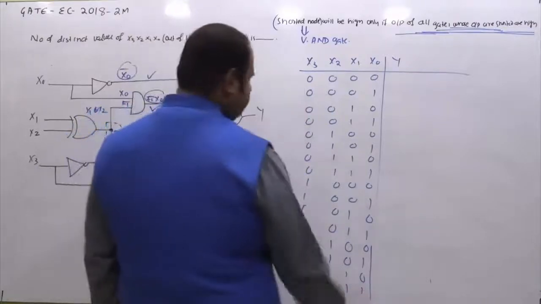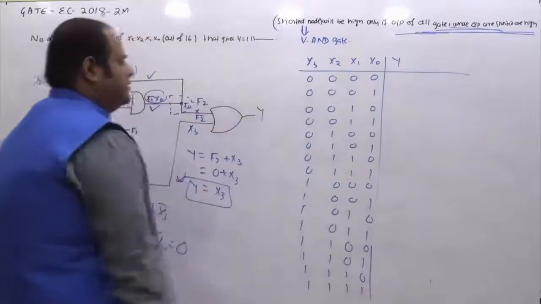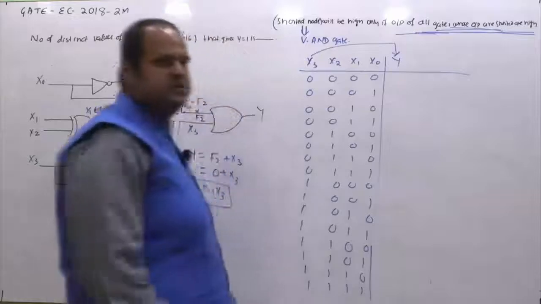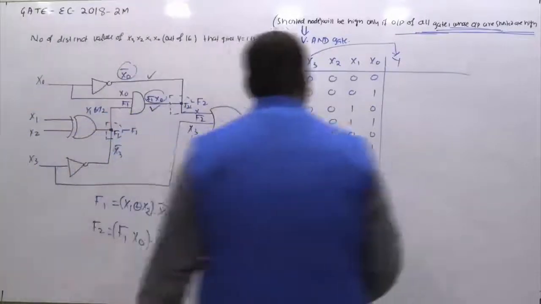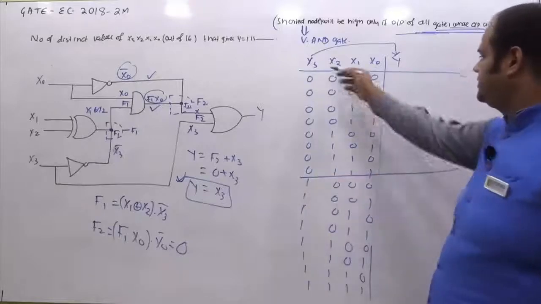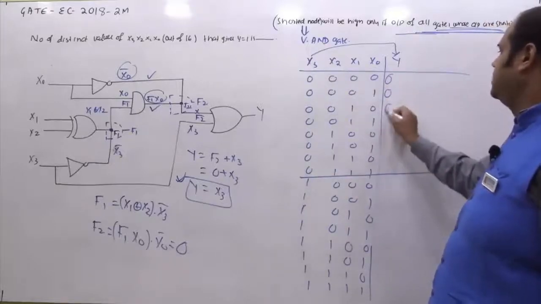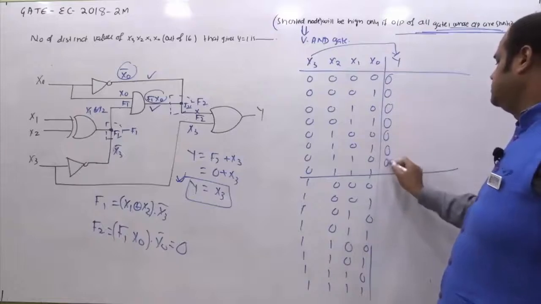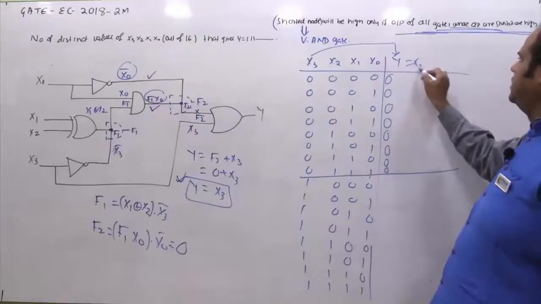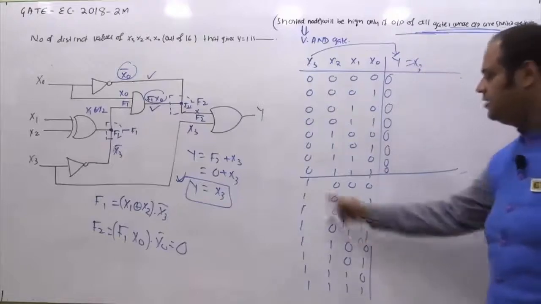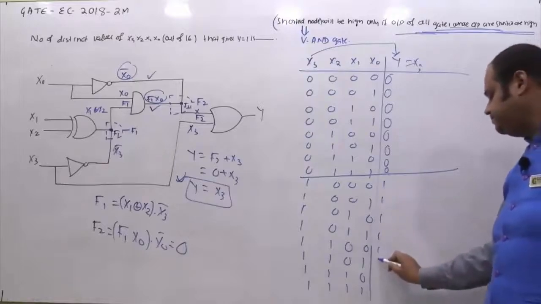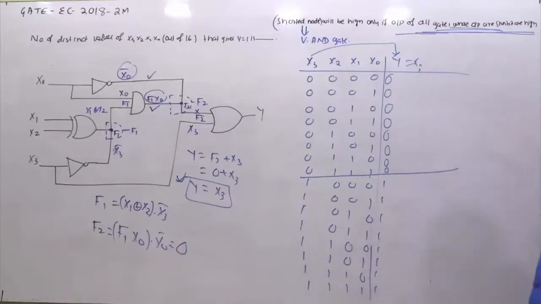So we are telling Y is equal to X3, right? This is what we got. So simply you copy this column and paste it here. That is what your Y is, because Y equals X3. So if I ask you what is your X3, for the first 8 rows, the X3 value is 0. So for the first 8 rows you get all zeros, because X3 is 0, so Y equals X3 gives 0. For the bottom 8 rows, X3 is 1.